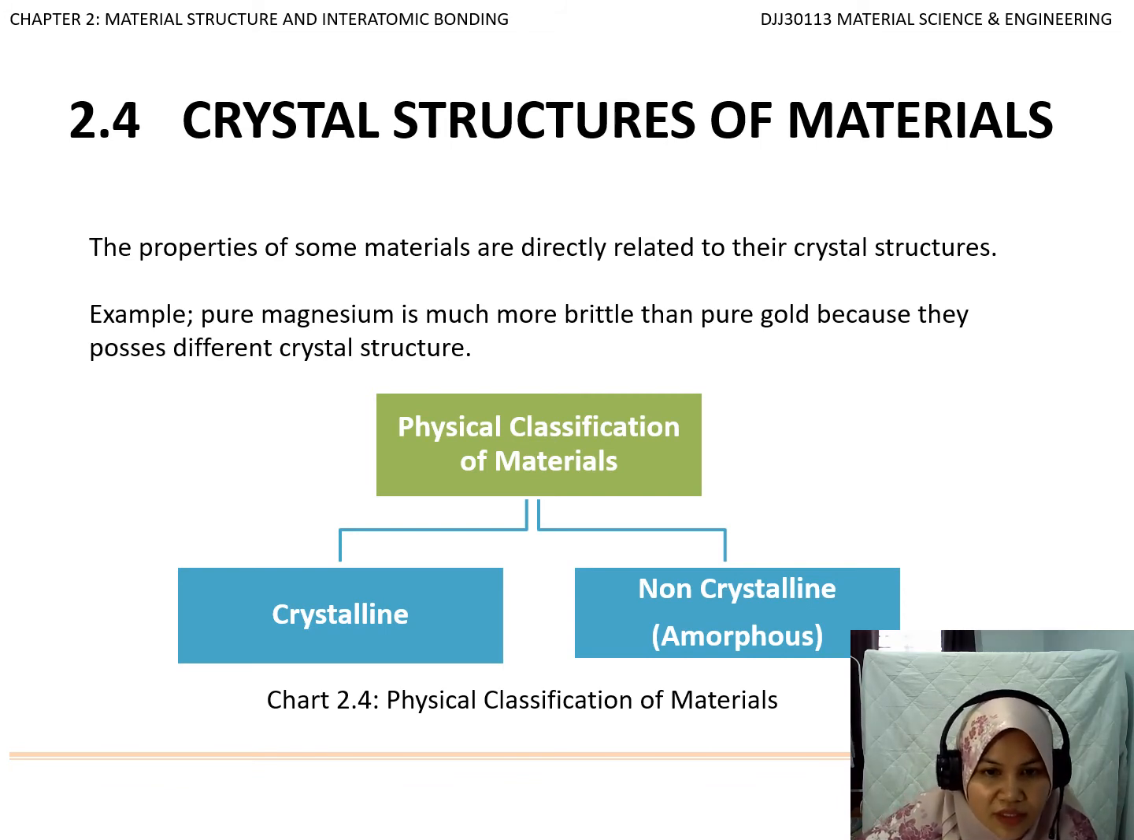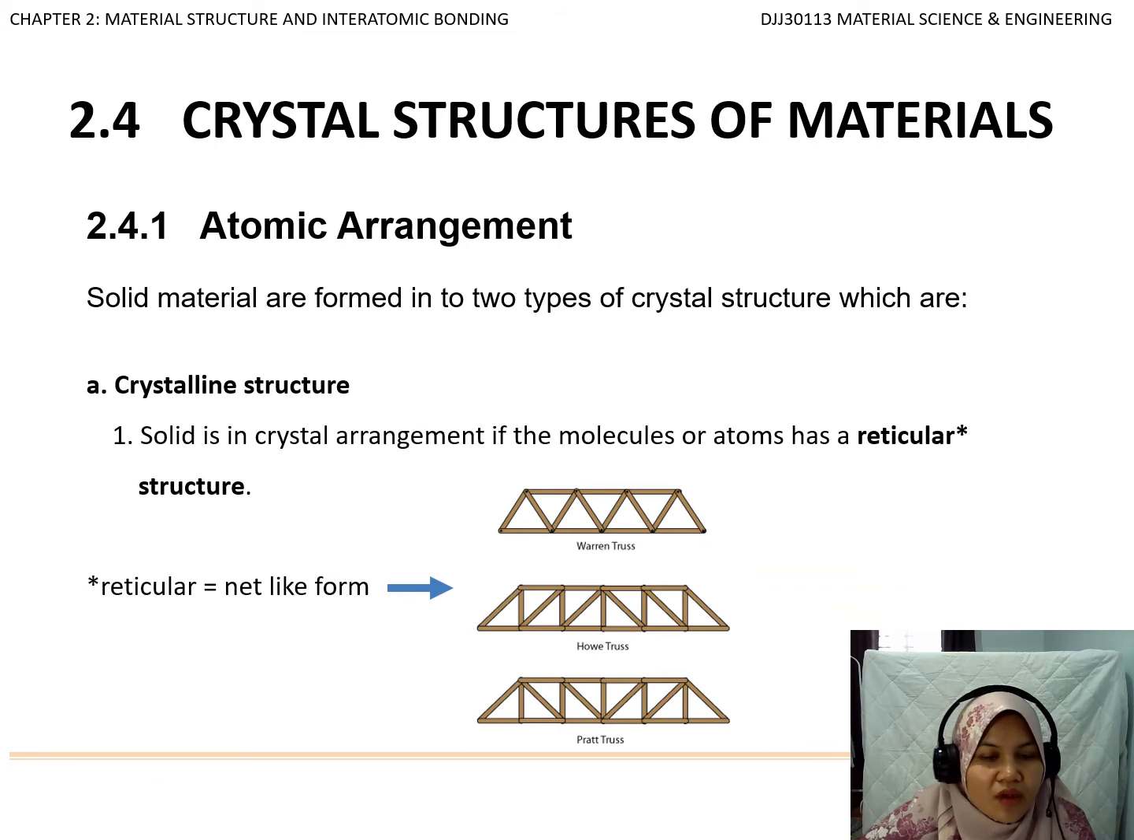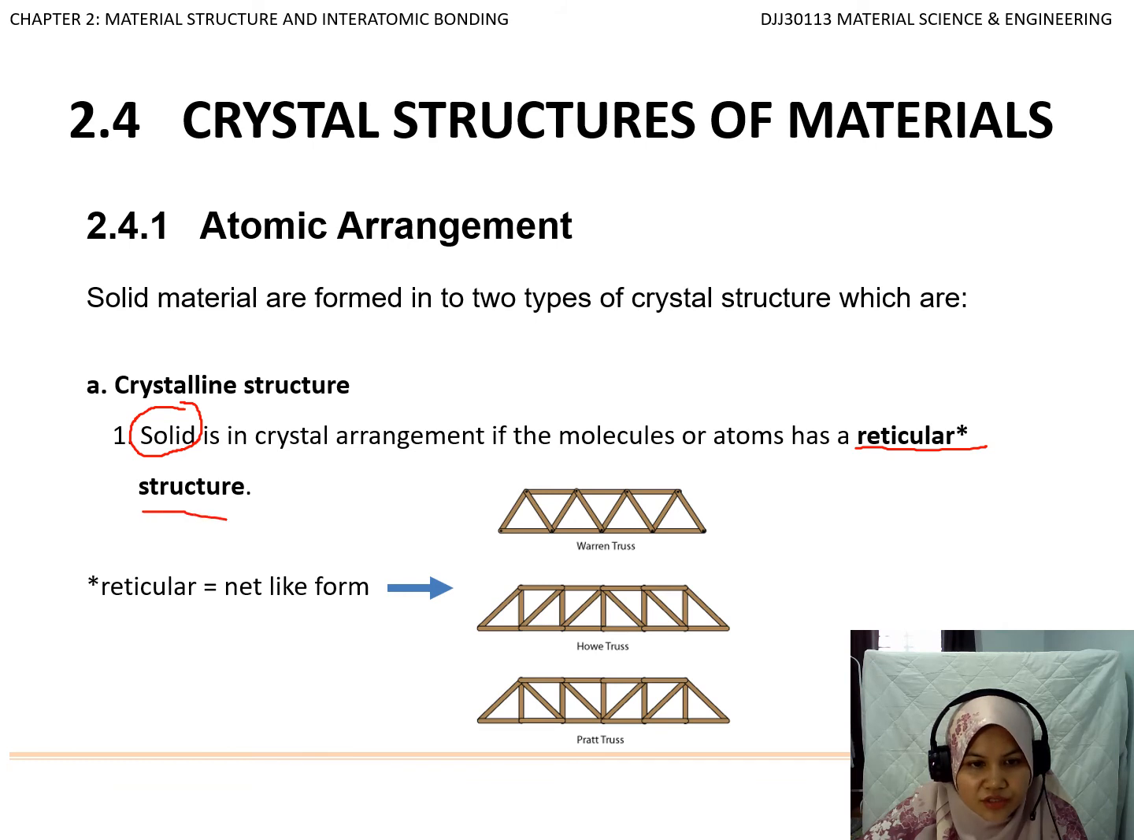So crystal structure is divided into two: crystalline or non-crystalline, which we also call amorphous. Solid materials are formed in two types of crystal structure, which are crystalline structure. Solid is in crystal arrangement. Solids usually have a crystalline structure, if the molecules or atoms have a reticular, or net-like, form.